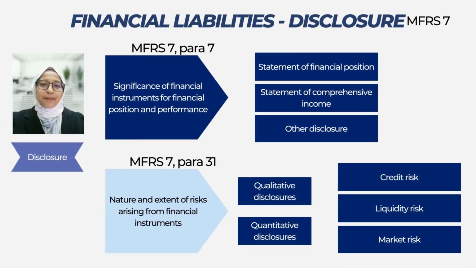For the disclosure, by referring to MFRS 7, there are two requirements that need to be disclosed. First is the significance of financial instruments for financial position and performance. Those can be disclosed in the statement of financial position, the statement of comprehensive income, and also other disclosures. Second, we need to disclose the nature and extent of risks arising from financial instruments. Those are the qualitative and quantitative disclosures that can be used on credit risk, liquidity risk, and market risk. Next, we will see the example for the nature and extent of risk arising from the financial instrument.